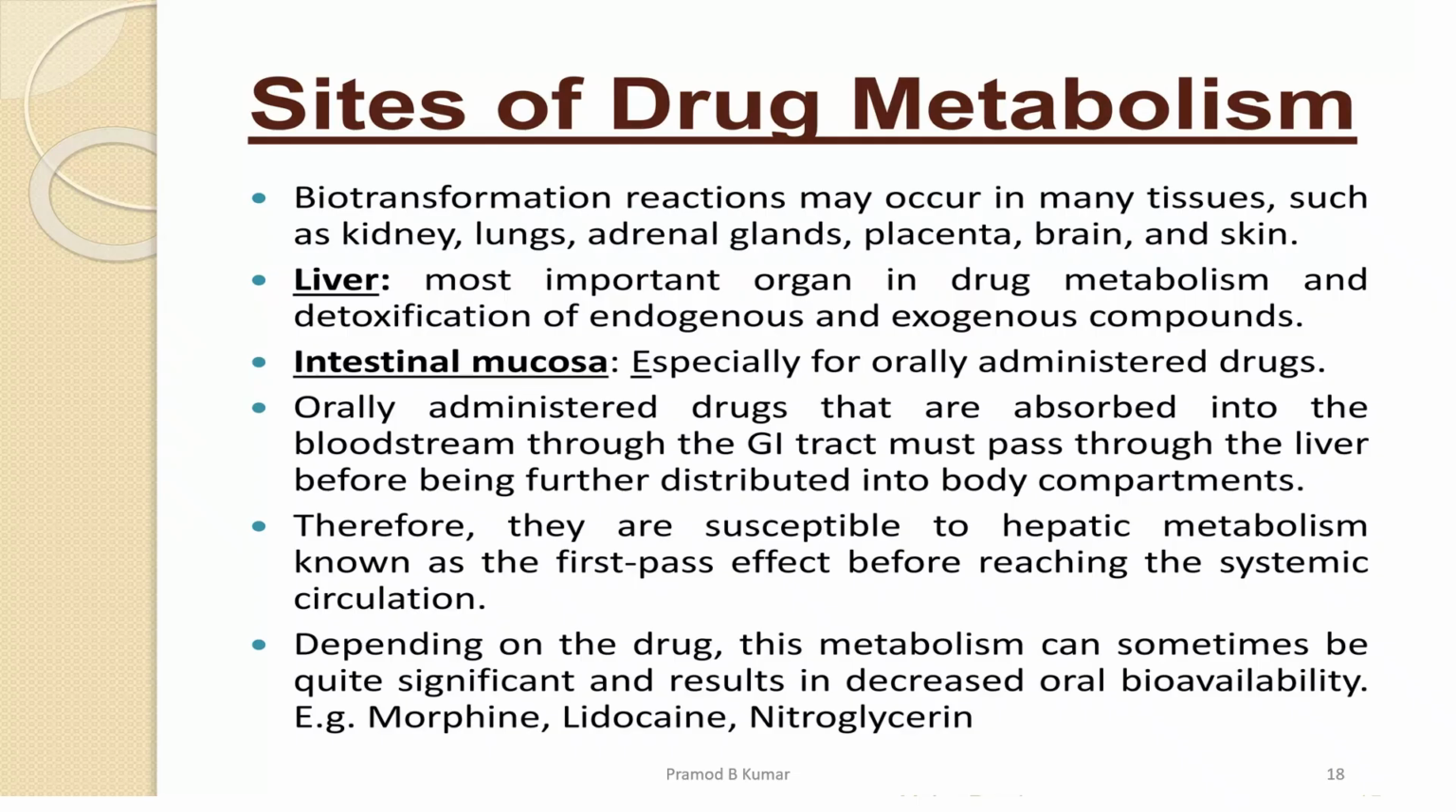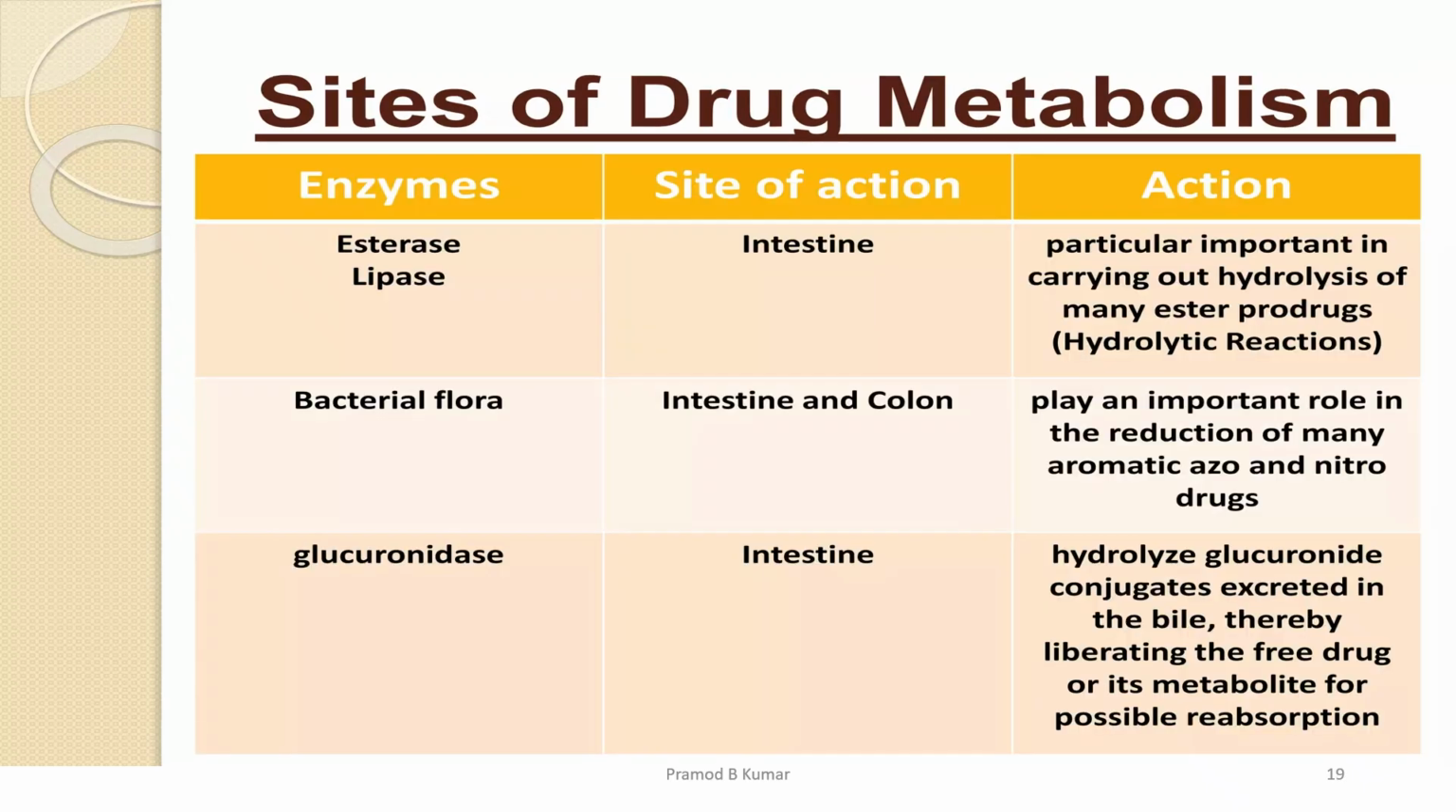So what happens when they are metabolized in the liver? That will reduce the bioavailability of the compound. So this is the side effect of your hepatic metabolism, because if they go into that, they will undergo first pass effect and make the drug inactive. So these are some of the sites where the drug metabolism occurs, enzymes responsible, and what is the action.